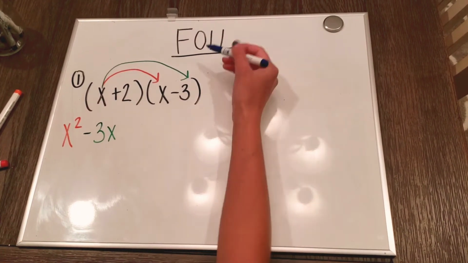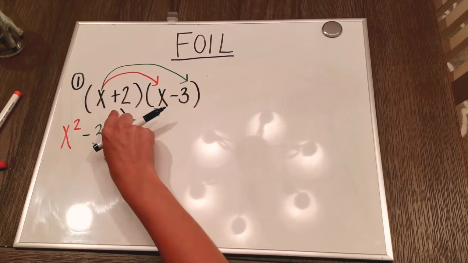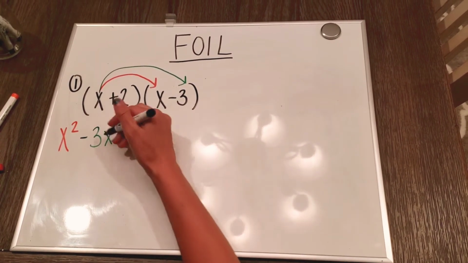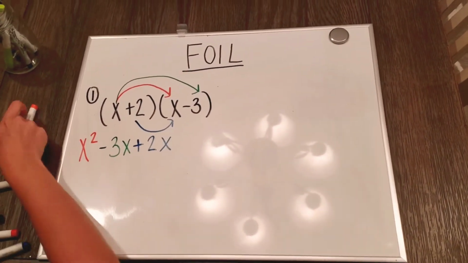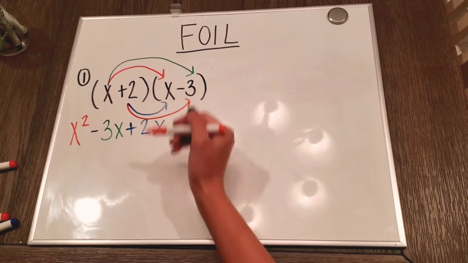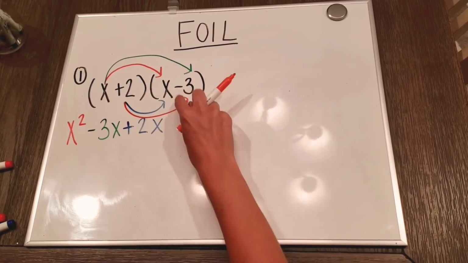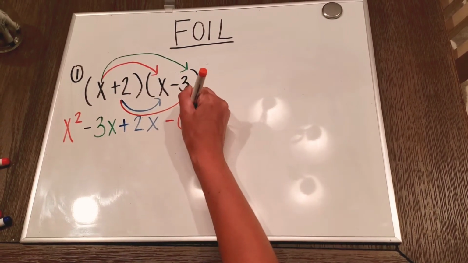Okay, then we have to go inside. Positive 2 times positive x is plus 2x. And then last, the 2 has to go to the 3. Positive 2 times negative 3 is negative 6.